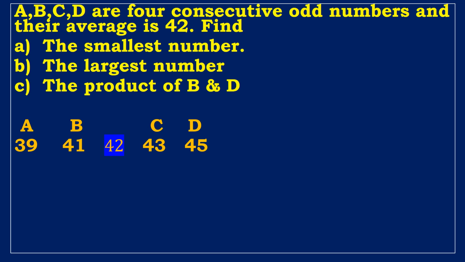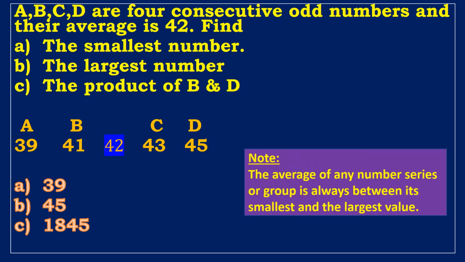Since it is an even count, the 4 consecutive numbers are shared on both sides. Then, the consecutive numbers are as follows: 39, 41, 43, 45. Thus, the smallest number of 4 consecutive odd numbers is 39, the largest number is 45, and the product of B and D is 41 into 45, which is equal to 1845. It is noted that the average of any number series or group is always between its smallest and largest value.